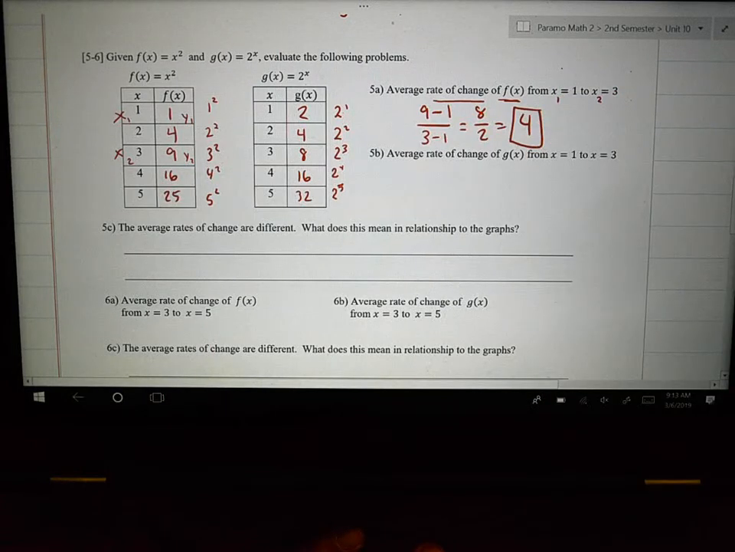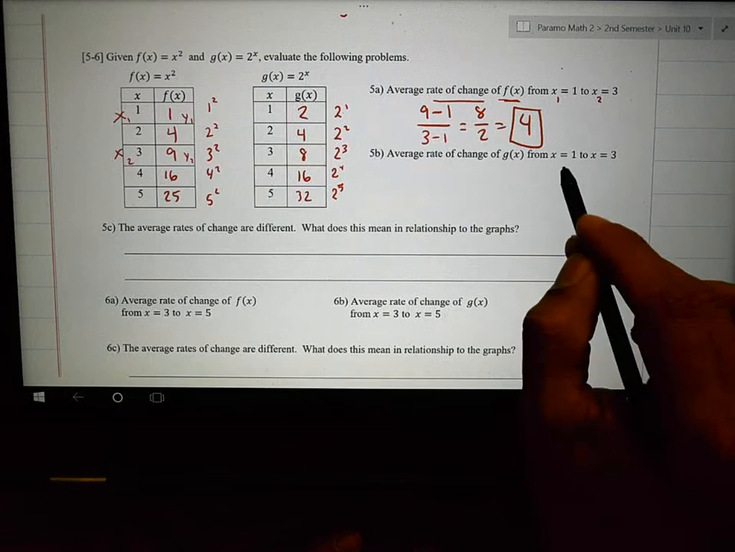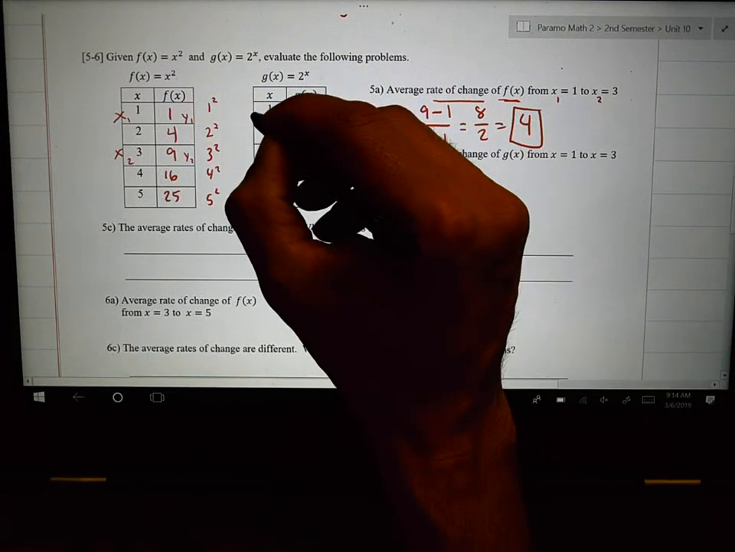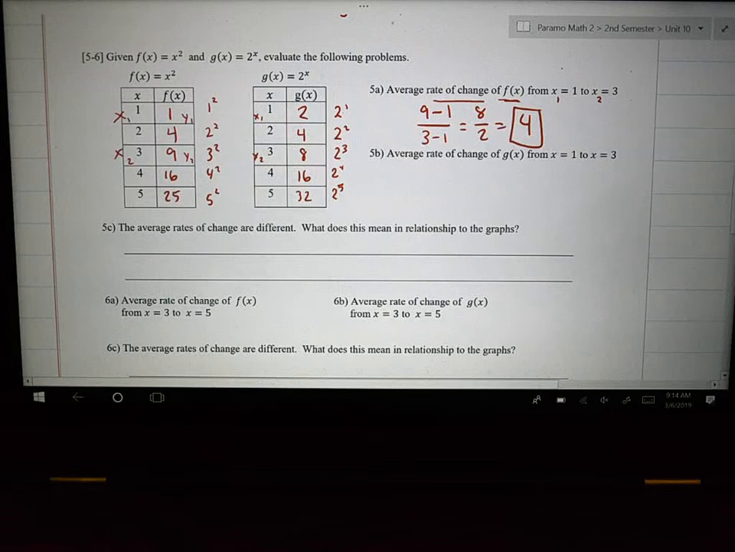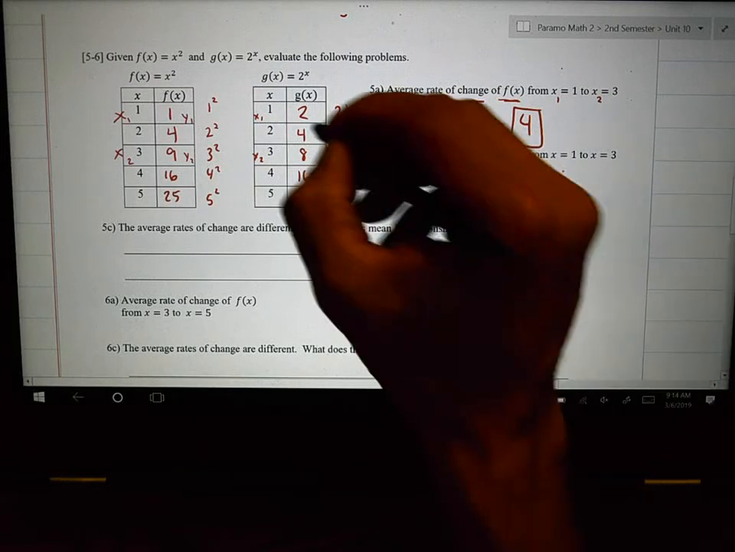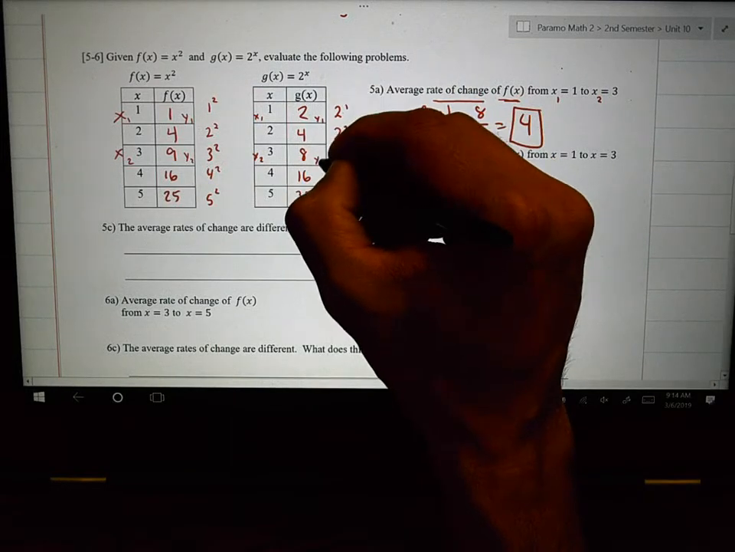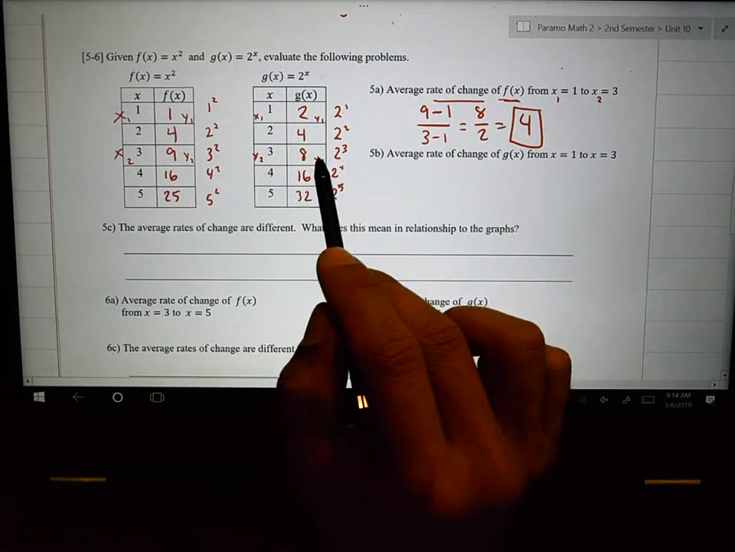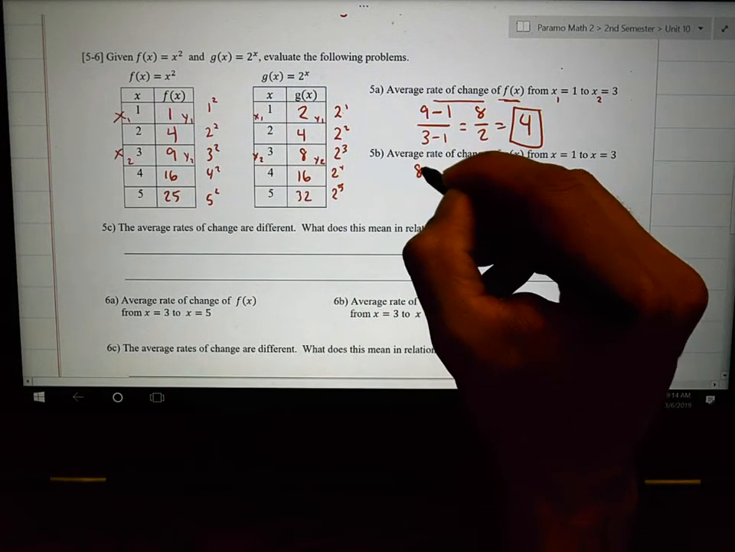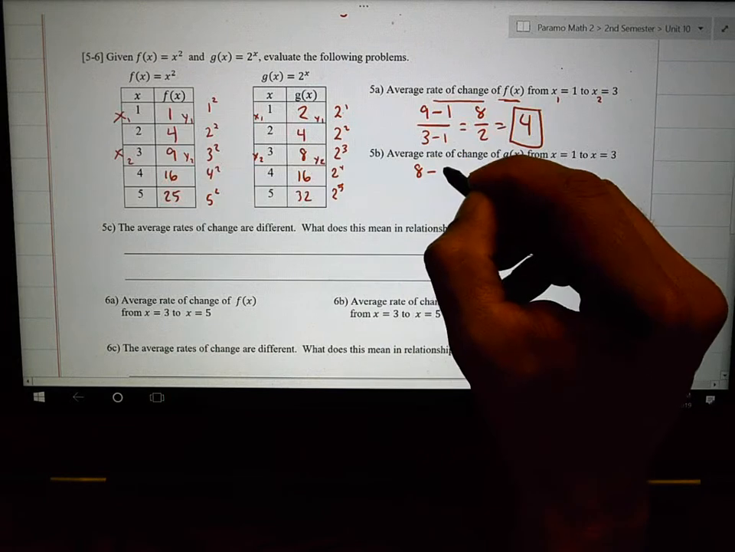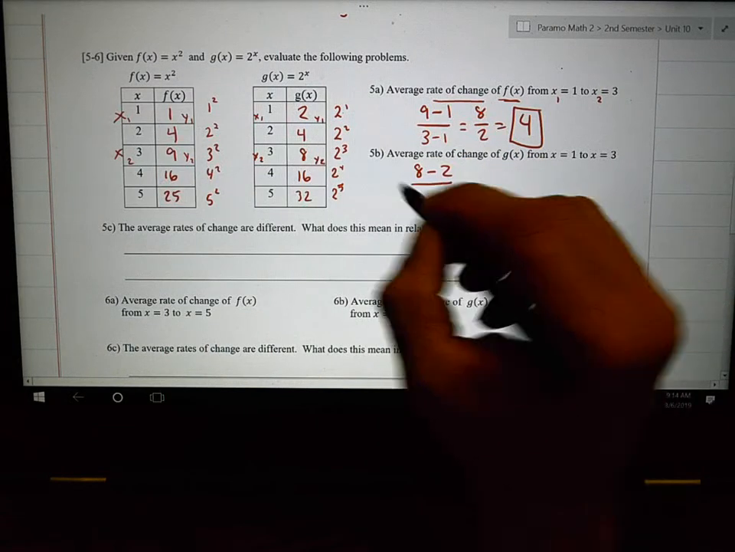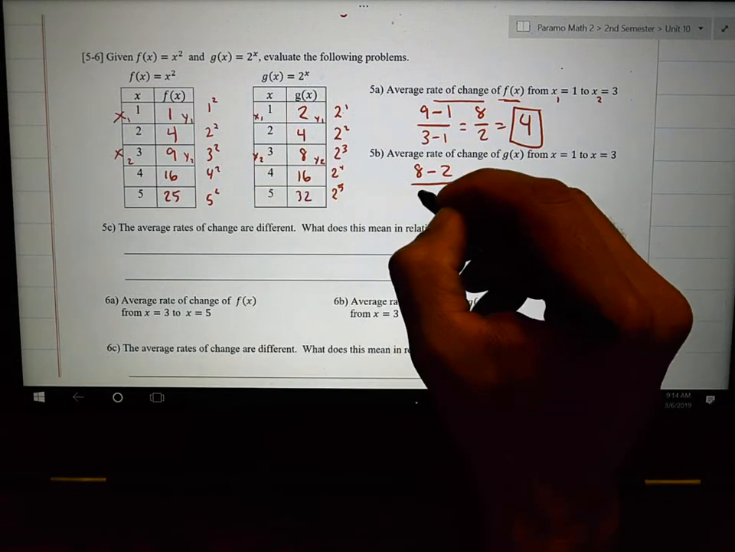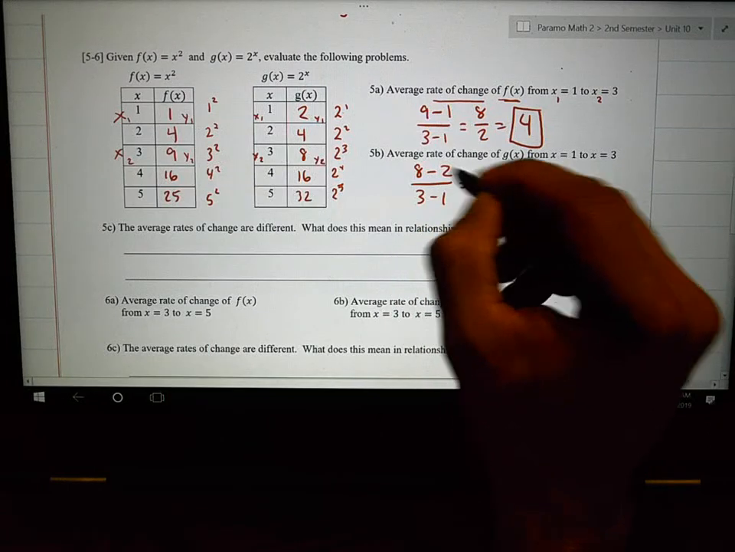What is the average rate of change of g of x from 1 to 3? Well, they're telling you this is your first x, this is your second x. They want you to know, well, this is your first y and this is your second y. I label them because that's what we're going to use. So then what I do is I do y2, 8, minus the other y1, 8 minus 2, over 3 minus 1. Simplify, 4 over 2.